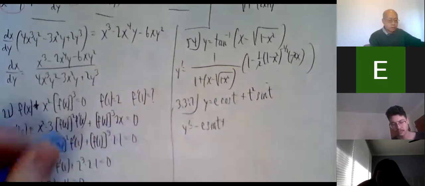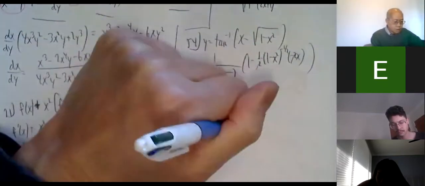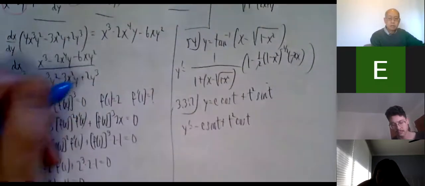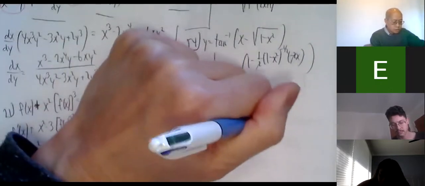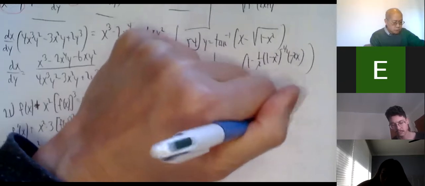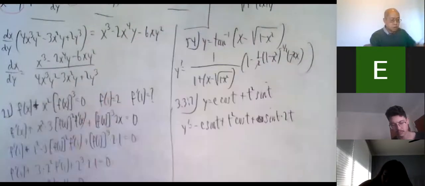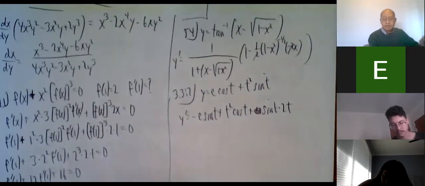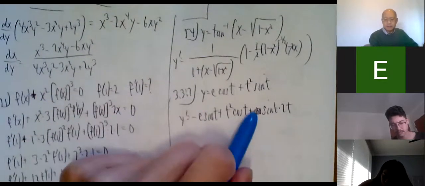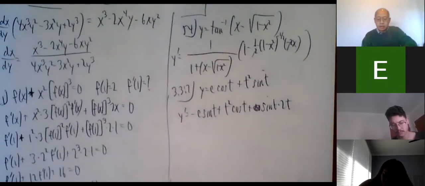This one's a product. First times the derivative of the second, plus, whoops, second times the derivative of the first, 2t. That's it. Yeah, you can put the 2t in front, but I won't take up class time for that.